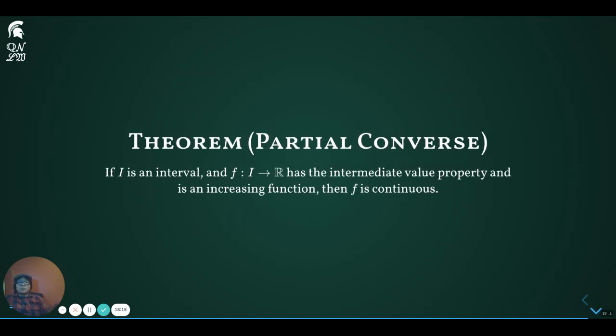The final theorem of this week is a partial converse of the intermediate value theorem. The intermediate value theorem states that continuous functions have the intermediate value property. Is the converse true? Is it the case that functions that have the intermediate value property must be continuous?